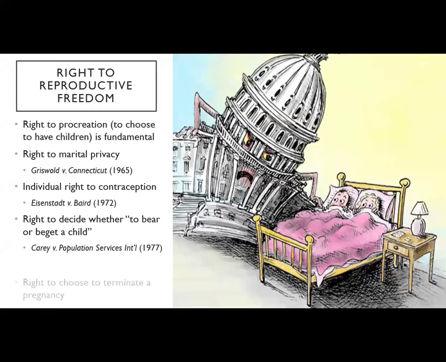This is where Roe versus Wade fits in. The right to choose to terminate a pregnancy, to not bear and beget a child, was the issue in Roe versus Wade. So it falls into this sequence of many different cases addressing the individual right of reproductive freedom.